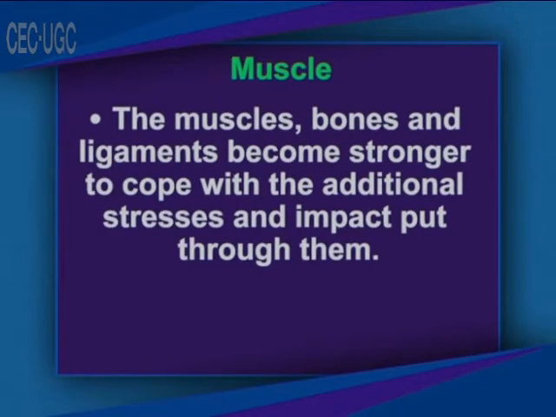Muscles. Increased number of mitochondria means an increase in the rate of energy production. The muscles, bones and ligaments become stronger to cope with the additional stresses and impact put through them.